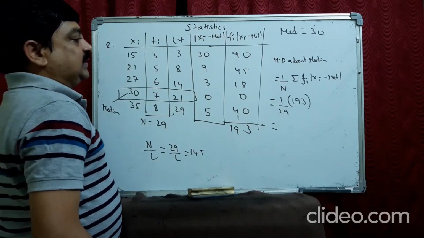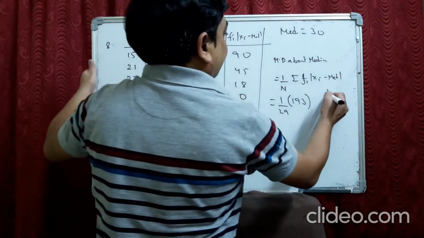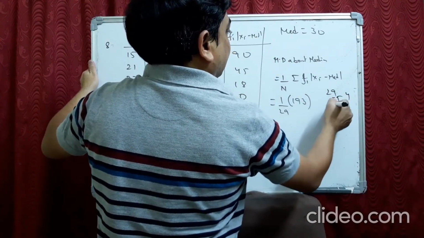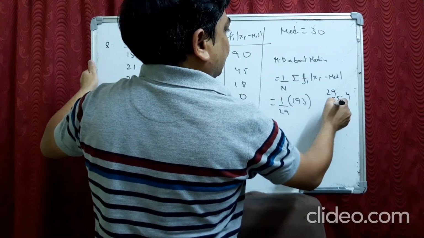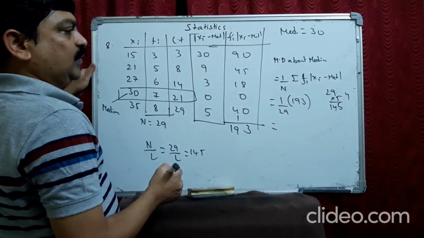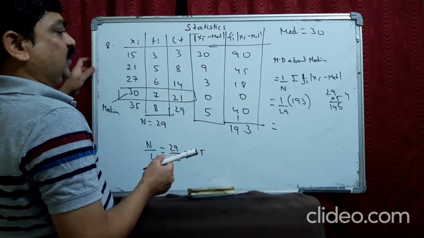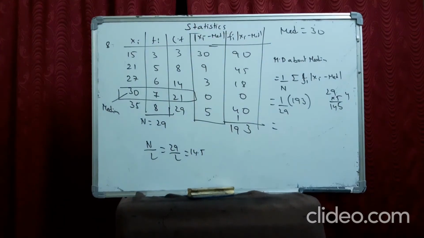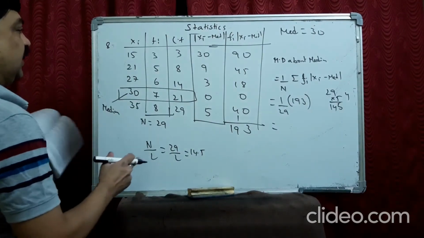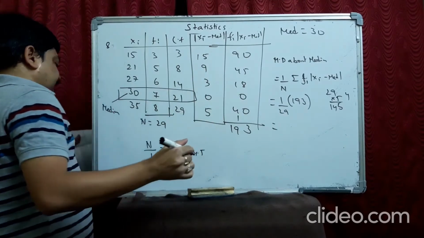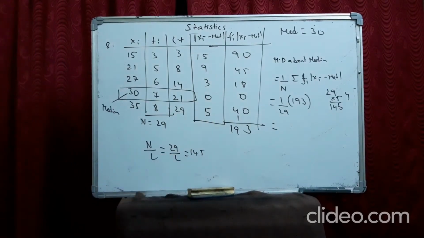Into 5, sir, how much will it be? 5 9s are 45, 140. It should be 5.1. Somewhere we did wrong. Just a minute. Okay, I did wrong here. When 30 is the median, 15 minus 30 is 15. I wrote 30. Very sorry. The calculation went wrong there.